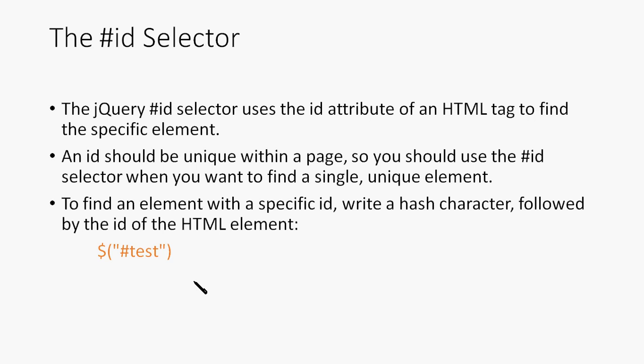ID selector. I already mentioned that the ID selector can be used. In jQuery, we use hash and the ID name to find an item with a specific ID. So don't forget to use the dollar sign, and inside the parentheses you have to mention the ID name. Before that ID name, you have to prefix it with a hash. Okay.